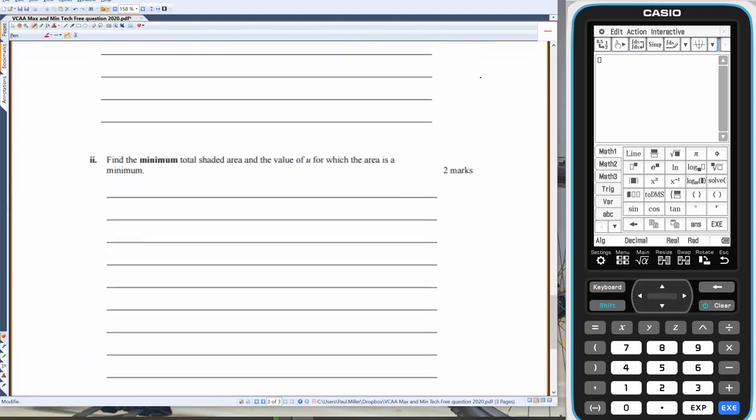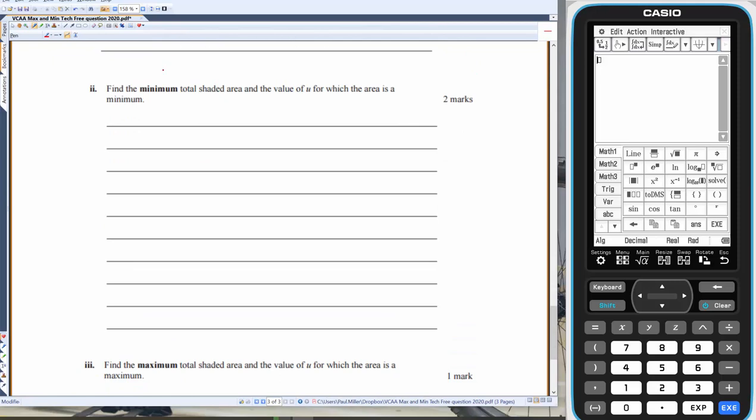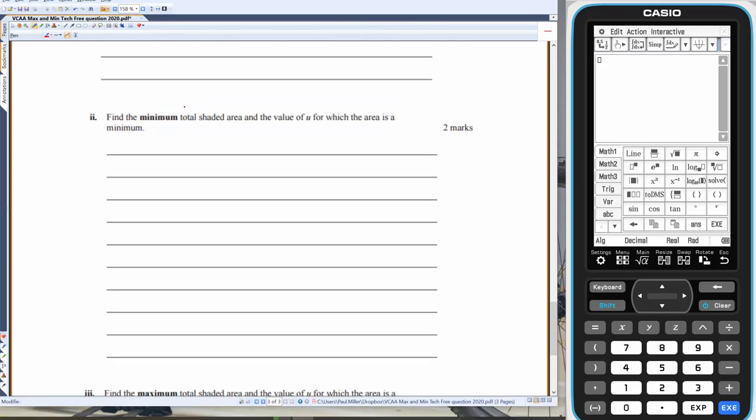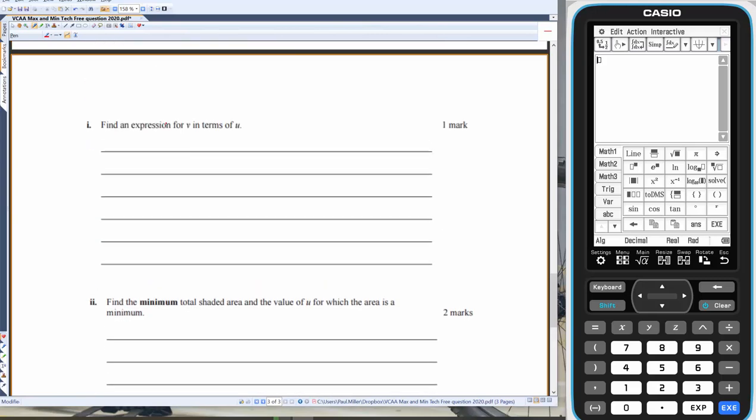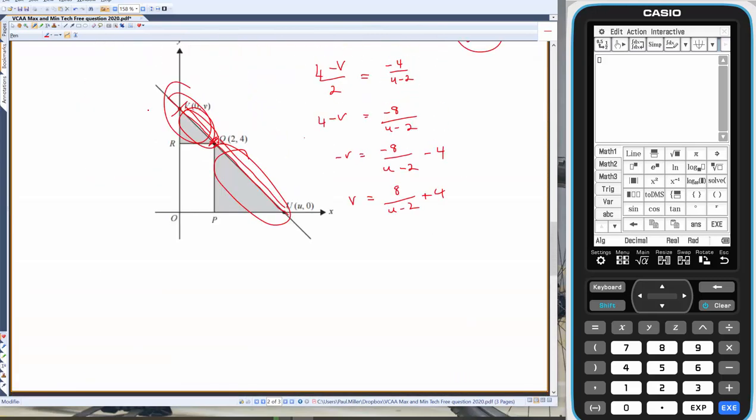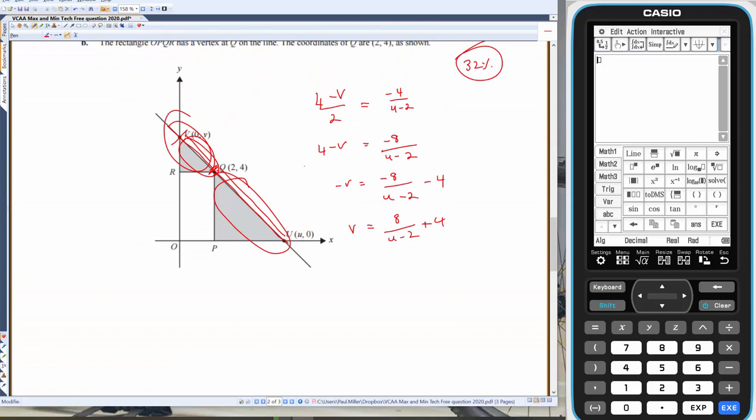now we've got to do this. So this says find the minimum total shaded area and the value of U for which the area is a minimum. Okay, so what we're going to do is get the minimum total shaded area. Again, I'm going to do a lot of this problem next to the graph, and you guys were doing the problem and got stuck on this part. Just make sure you annotate your question. All right, so just need to remember that.